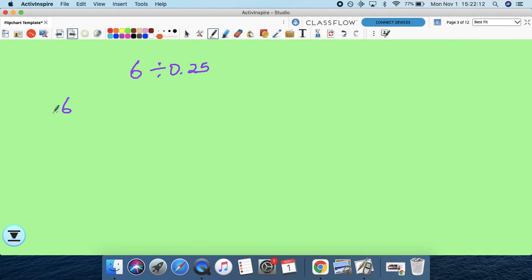I want you to write it as a fraction. And then I also want you to write it like this. Now, if it's a decimal, we have to change it to a whole number, right? So we're going to move the decimal 2 times.